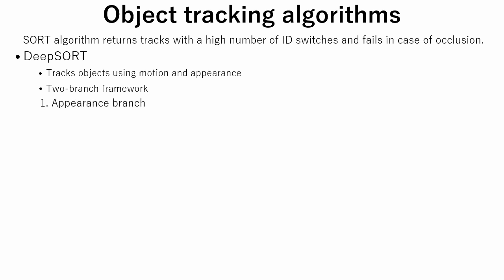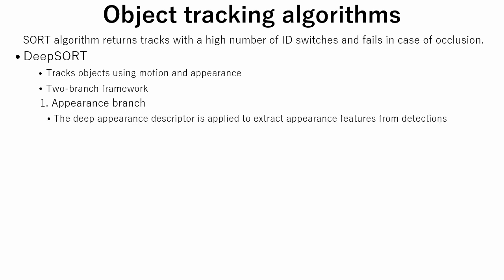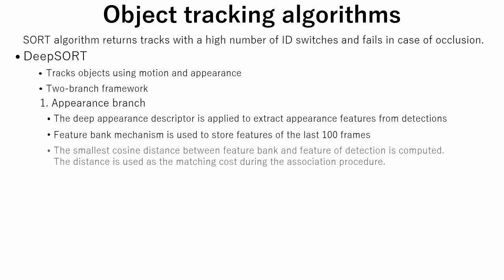The deep appearance descriptor is applied to extract appearance features from detections in each frame. It has a feature bank mechanism to store the features of the last 100 frames for each tracklet. As new detections come, the smallest cosine distance between feature bank and feature of detection is computed. The distance is used as the matching cost during the association procedure.